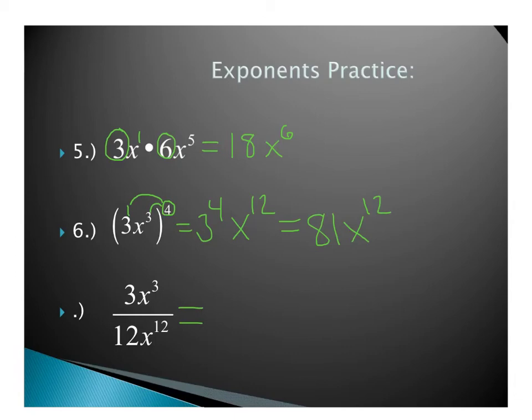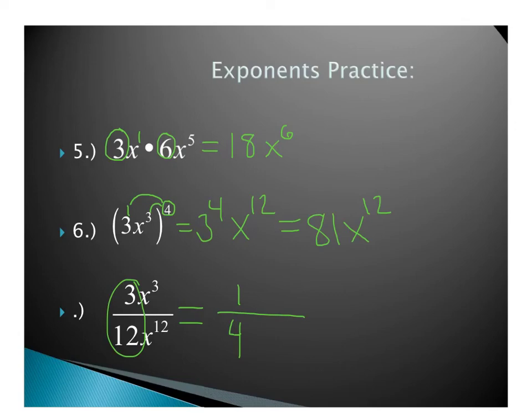Next one. Here I have 3x to the 3rd over 12x to the 12th. Once again, we're not subtracting the coefficients. We're just dividing like we normally would. Just like in multiplication, we're going to multiply the coefficients like we normally would. Well, 3 over 12 is 1 over 4. It'll simplify to 1/4. And we have the x to the 3rd over the x to the 12th.